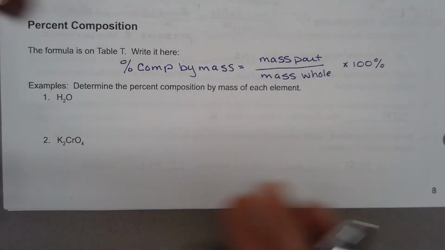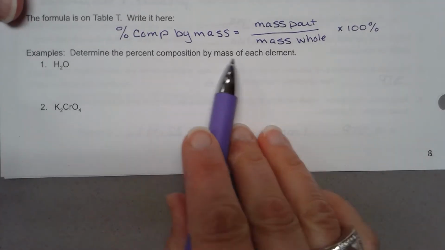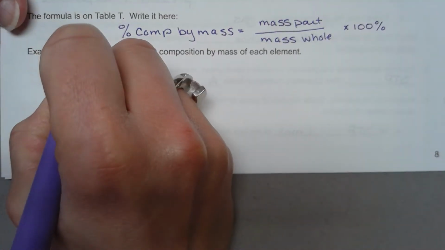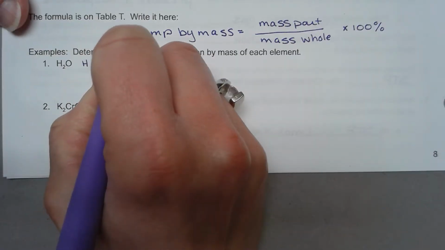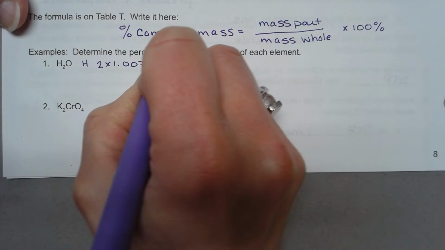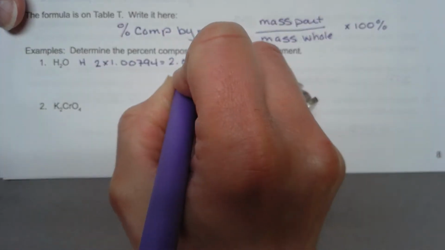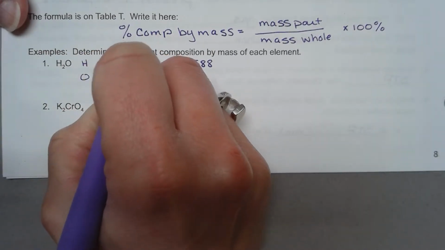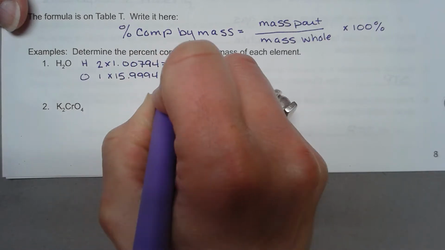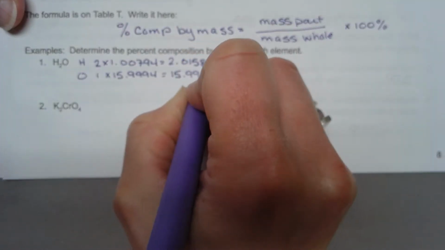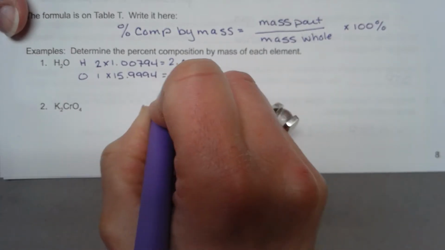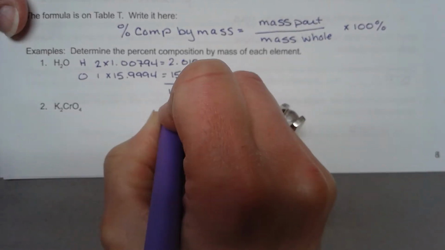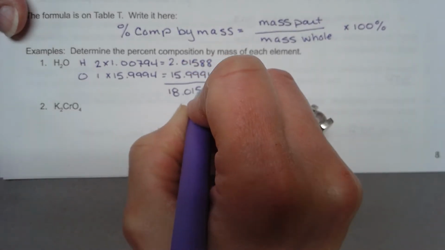So, the example: determine the percent composition by mass of each element. Well, the first thing that we have to do is determine the gram formula mass. There are 2 hydrogens, each at 1.00794. And then we've got 1 oxygen at 15.9994. And as a reminder, we don't round. When we get to the end, we'll round to about the 10th for our final answer. So our GFM of water is 18.01528 grams per mole.